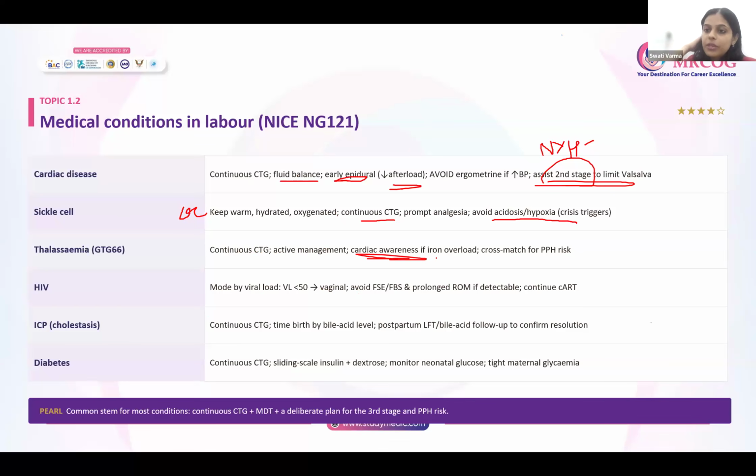Desferrioxamine we can use if she is transfusion dependent and iron overloaded. Desferrioxamine can be safely used as an infusion during labor, as we discussed yesterday. And yes, cross match for PPH risk if she needs. So cross match adequately prior to initiation of delivery.